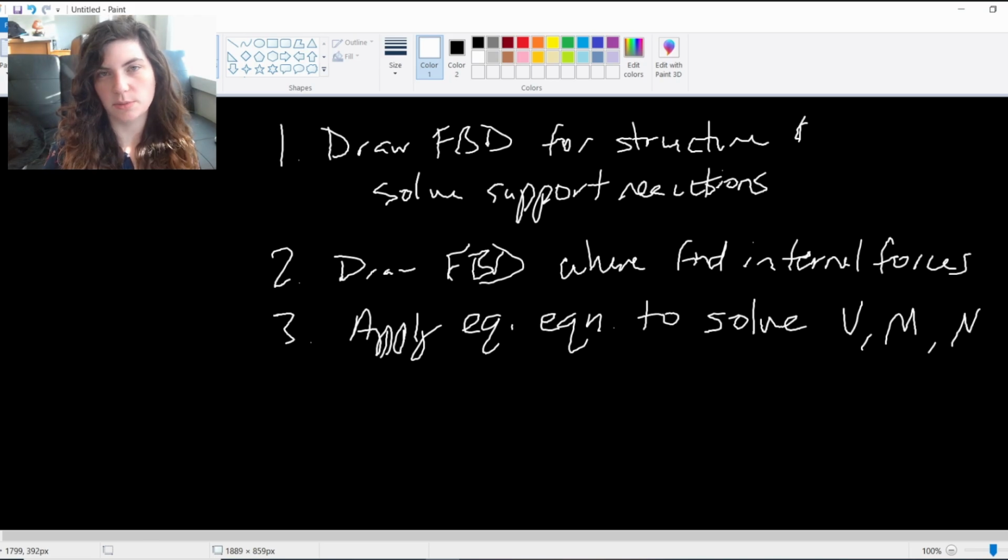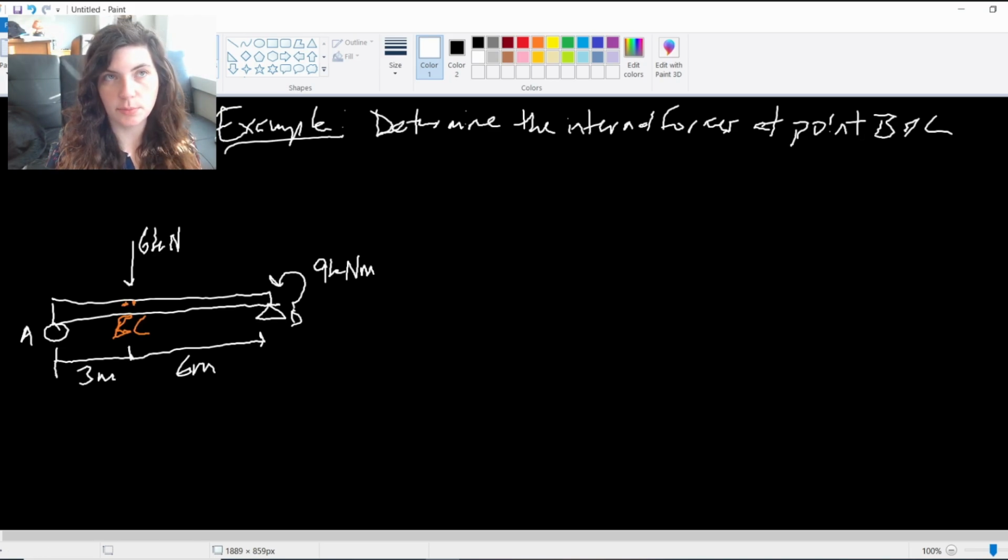So let's take a look at some examples. In this example, it asked me to find the internal forces at point B and point C. Point B is just barely to the left of the 6 kilonewton applied force. Point C is just barely to the right of the 6 kilonewton applied force. And really what this is going to do is show us that at different points, even though they're so close together, we're going to see different internal forces.